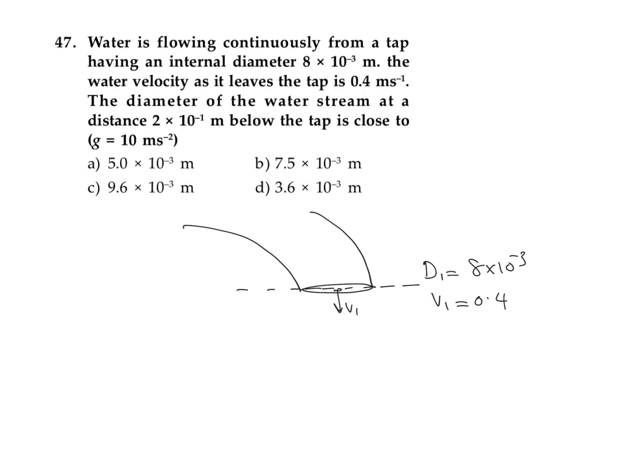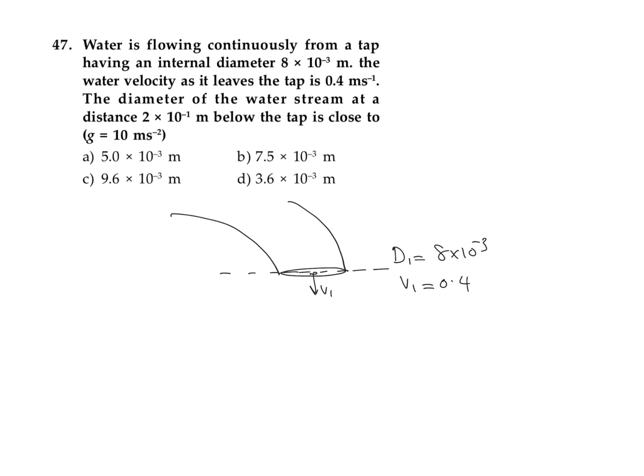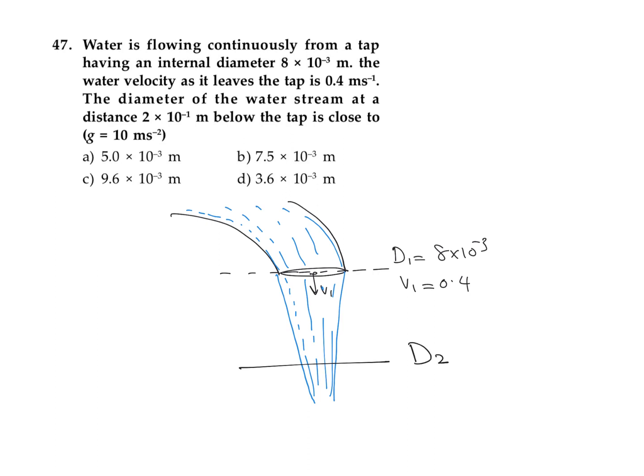The diameter of water stream at a distance: we know that as the liquid is coming out, due to the effect of gravity, it is going to move with a constant acceleration, and its area is going to decrease with respect to time or distance. After some time, let's say the diameter becomes d2, or the area changes from A1 to A2. Our aim is to find the value of this diameter, and the distance is given as 2 into 10 raised to minus 1, which we can take as 0.2 meter.